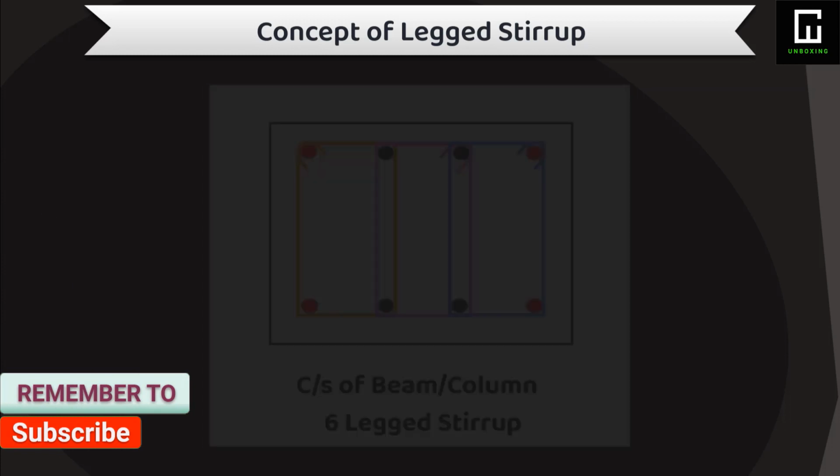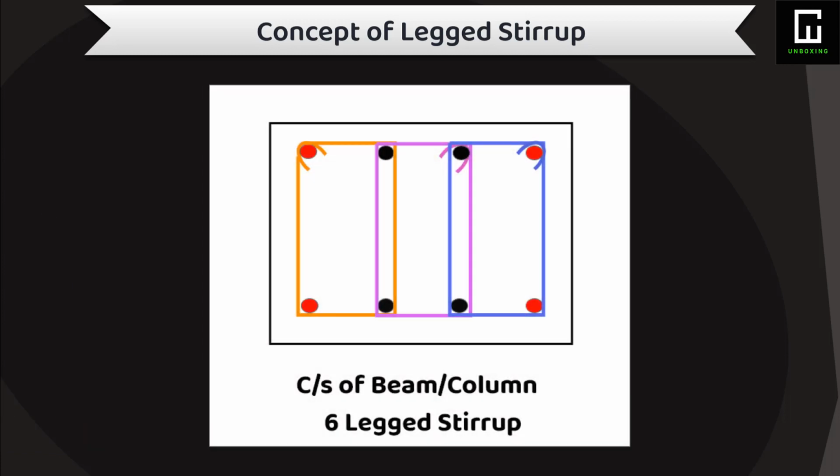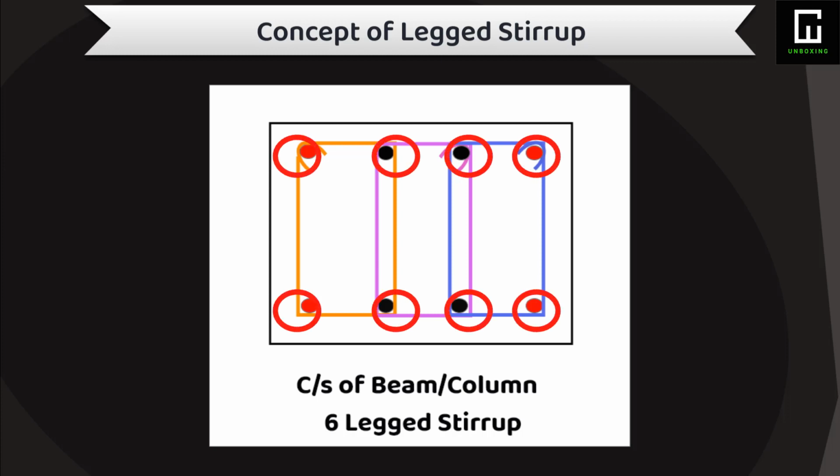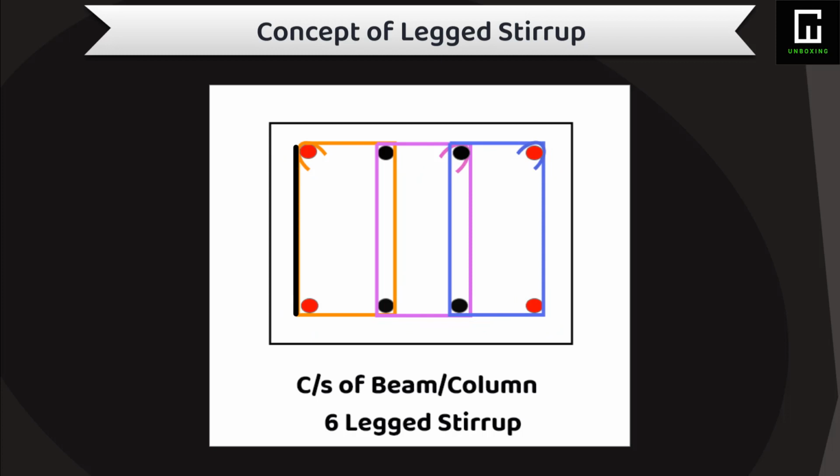Similarly, in the sixth type of cross section, we can see that the cross section has 8 longitudinal bars which are connected with 3 stirrups in such a pattern that each stirrup must consist of 4 longitudinal reinforcement bars. So here also we can see that there are 6 vertical legs of 3 stirrups. So we have to provide 6-leg stirrups here.